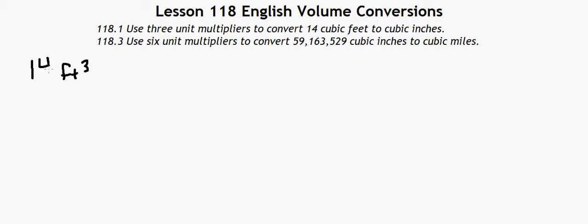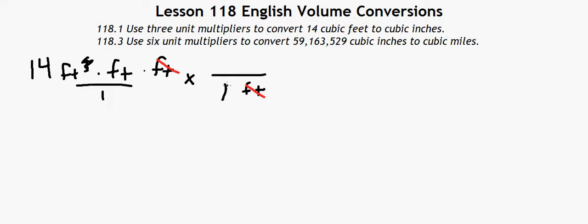The first one, 118.1, says use 3 unit multipliers to convert 14 cubic feet, which you show like this, into cubic inches. So we'll write cubic feet not as a little 3, but actually showing all the feet being multiplied so that we make sure we cancel all of them out. Feet times feet times feet with the 14. Now, how many inches to a foot? And do we put the inches on top or on the bottom? We're going to want feet on the bottom so that we can cancel, right? So I'll put feet on the bottom.